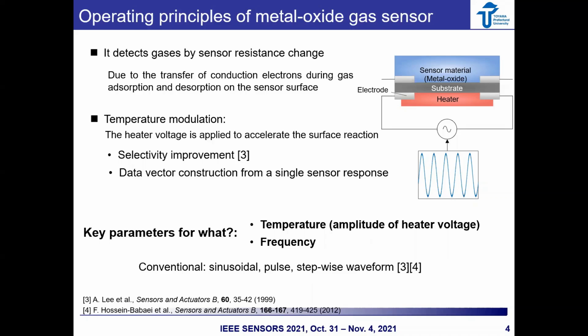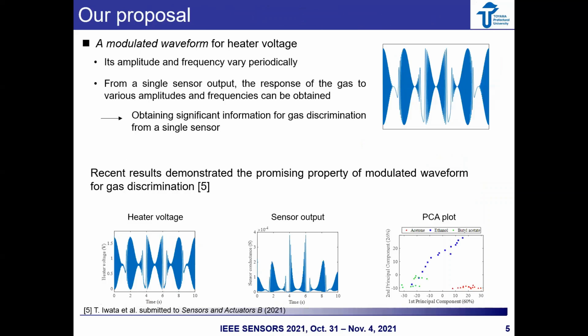Then, it is possible to build the data vector even for a single sensor, such as extracting the frequency component of the sensor response when temperature was modulated periodically. Therefore, the amplitude of heater voltage and the frequency of heating are key parameters for this sensor. Conventionally, waveforms with fixed amplitude and frequency, like sinusoidal, are employed as heater voltage. If the information of gases for various amplitudes and frequencies can be obtained from a single sensor, it becomes practical to construct E-noses by a single sensor.